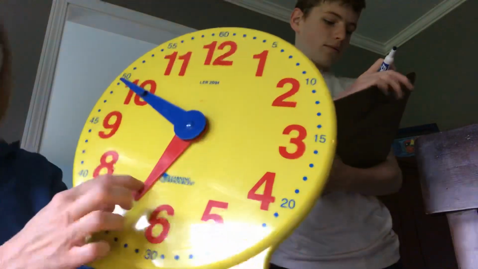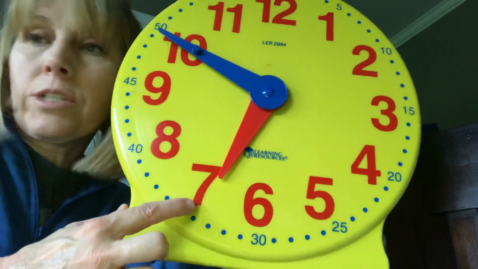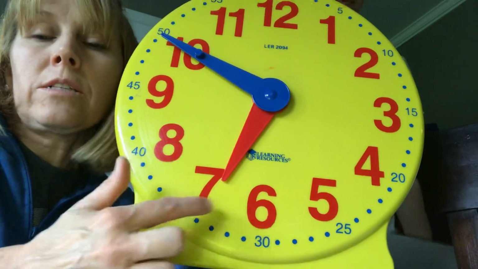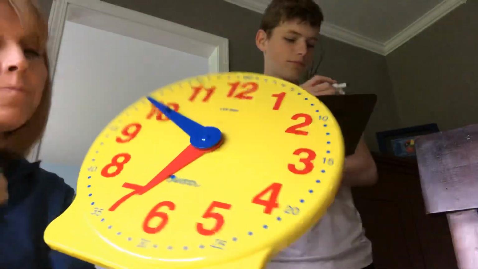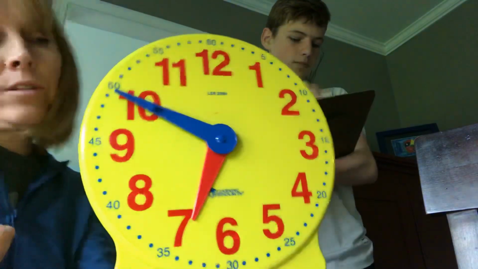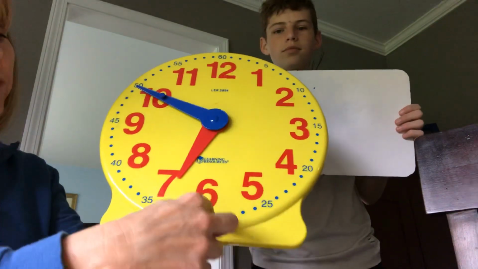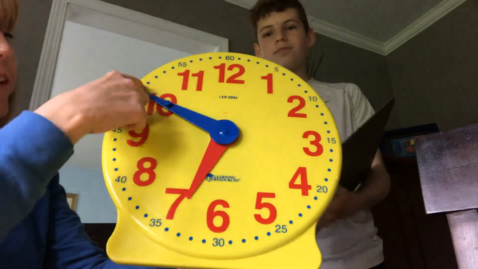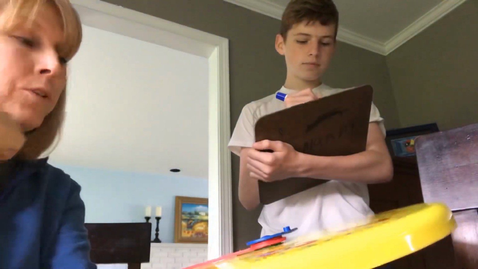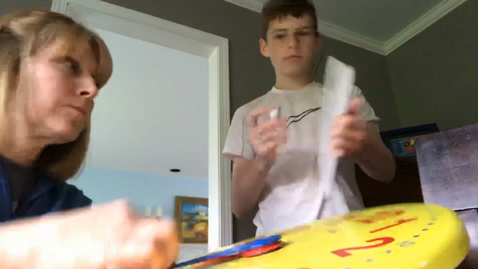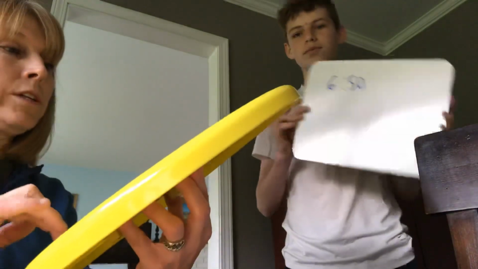Okay, here's another one. Hour hand first. This gets tricky. It has not touched the 7 yet. It's between the 6 and the 7. So you'll go back to the 6. So 6 is the hour. And let's count by 5s. Here we go. 5, 10, 15, 20, 25, 30, 35, 40, 45, 50. It is 6:50. And this is what it looks like when you write it. There's 6:50. Good.